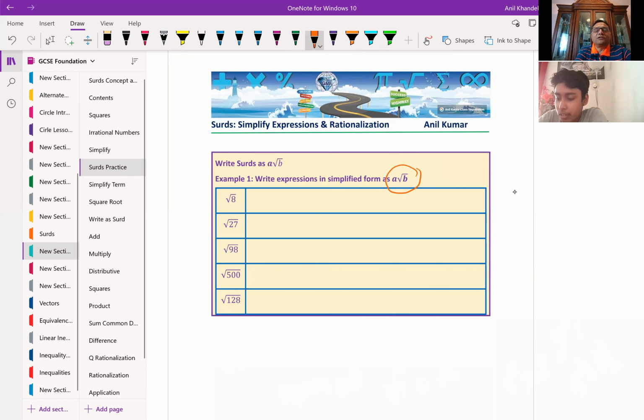Square root 8 can be written as what? How will you do this? It could be written as square root of 4 multiplied by 2, and then that would just be 2 square root 2. Now tell me square root 27. How will you do this? It would be square root of 9 multiplied by 3, which equals 3 square root 3. Correct. 98.